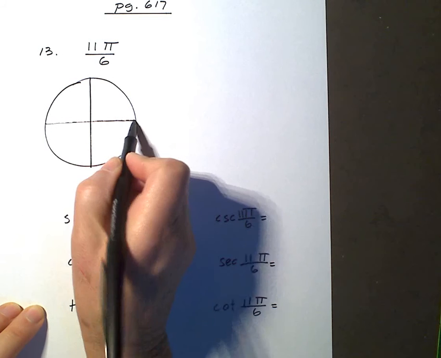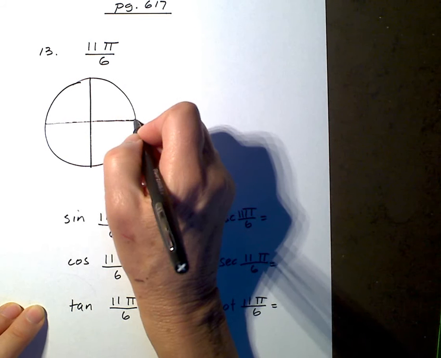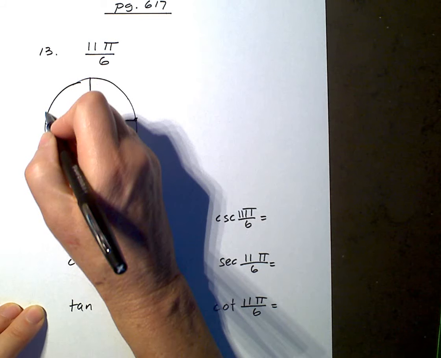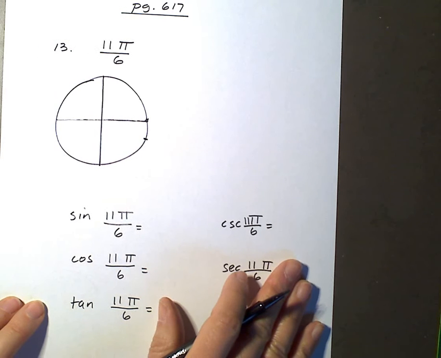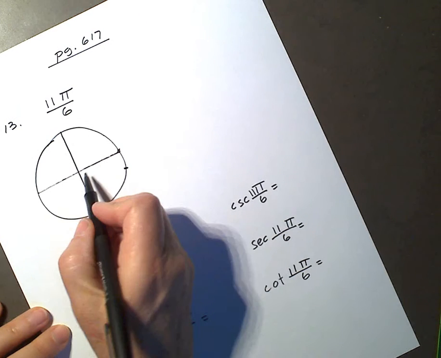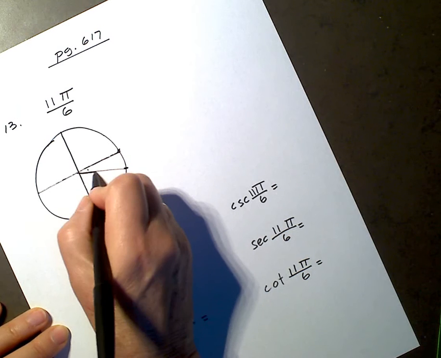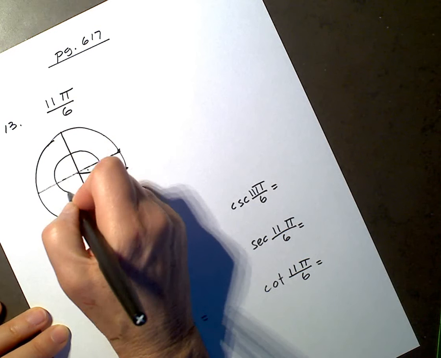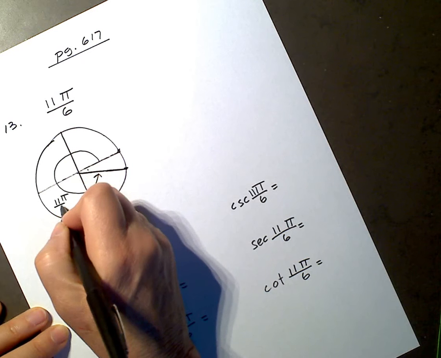So 11 pi over 6 is not a full 2 pi, is it? We would start at (1, 0) and go around the circle, not a full 2 pi, but 11/6. So we'd be 1/6 pi short of a full rotation. So we would have pi over 6 in here as this angle, and this big angle would be the 11 pi over 6 radians.